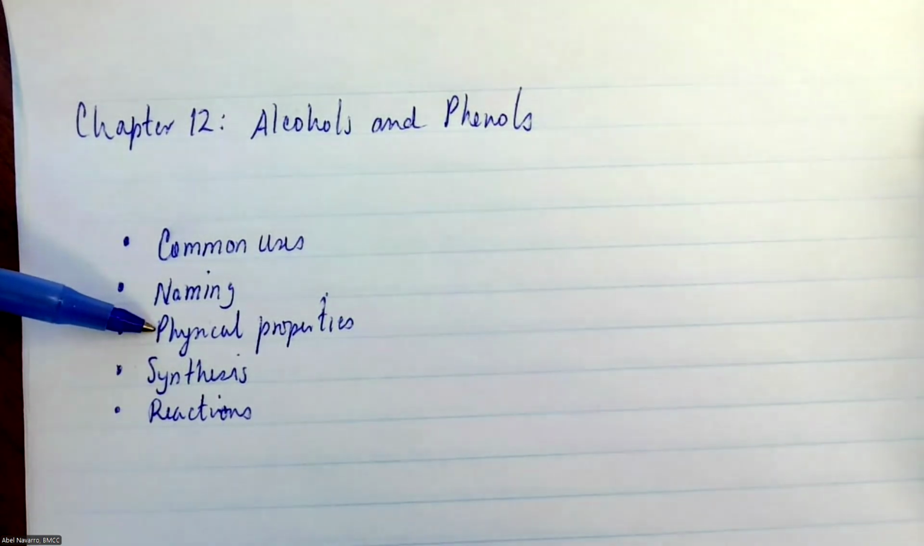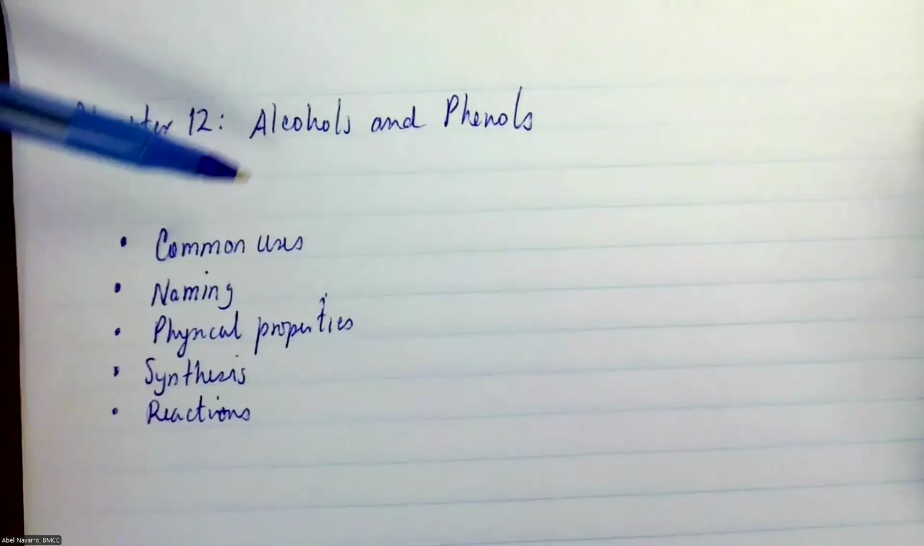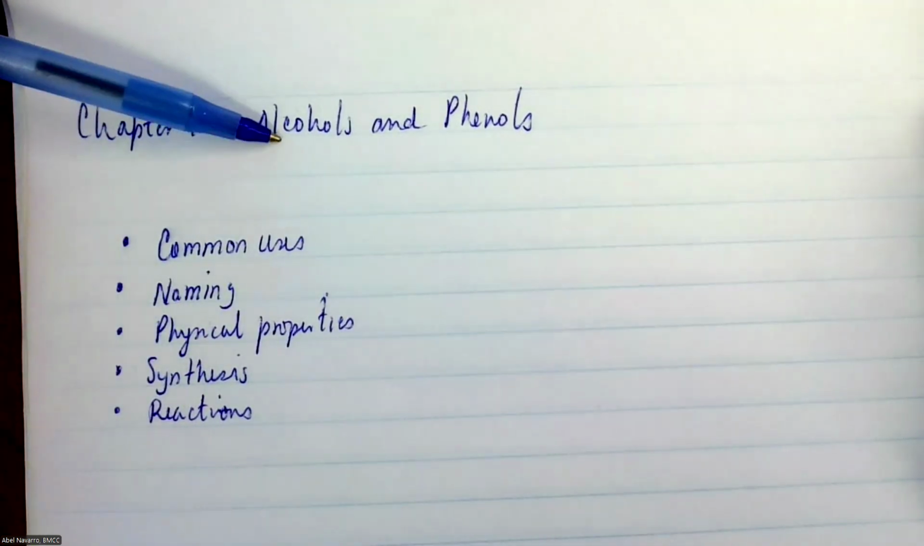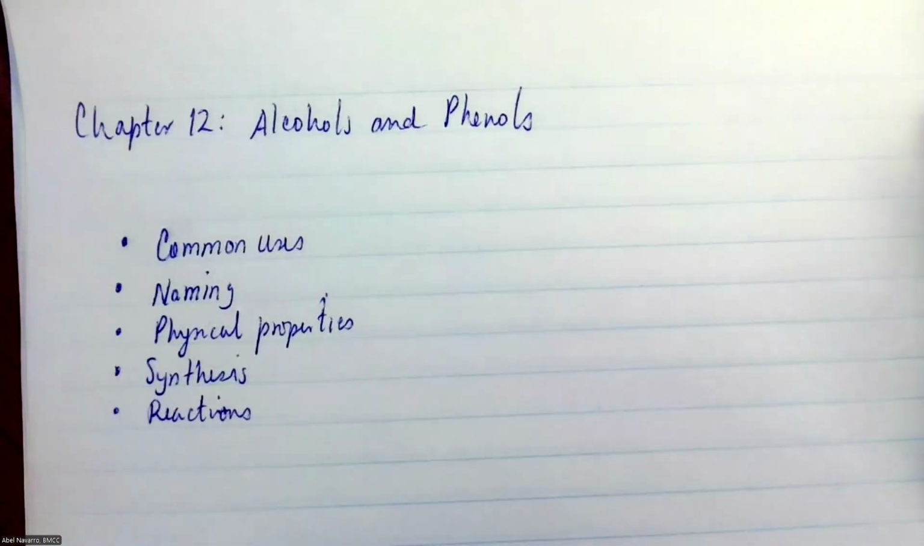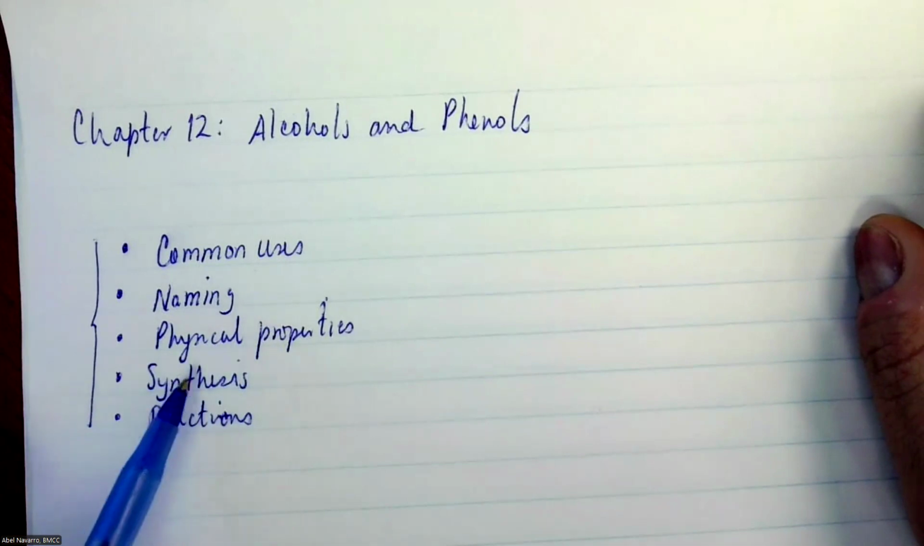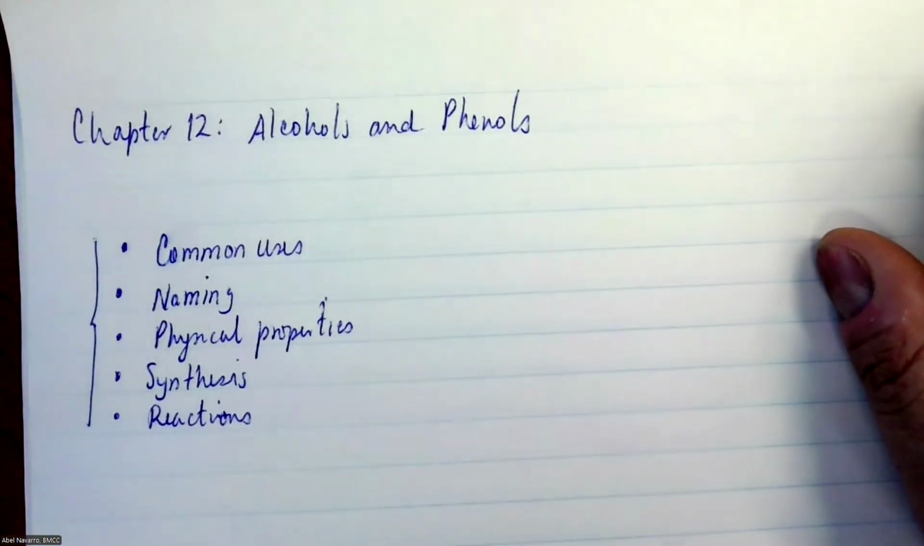Not all the functional groups will have specific physical properties. Then synthesis: how do we synthesize alcohols? How do we synthesize phenols? And reactions of phenols and reactions of alcohols. Every single chapter that we are going to do will always include these sections: common uses, where we find them, then naming, physical properties, synthesis, and reactions.